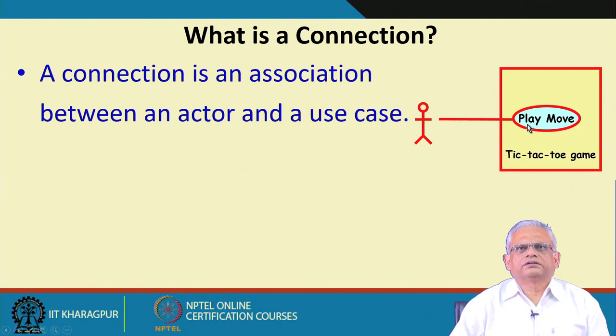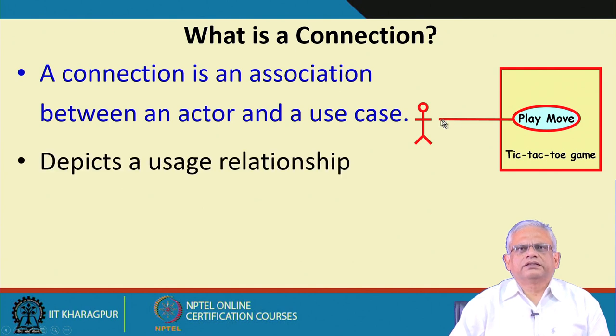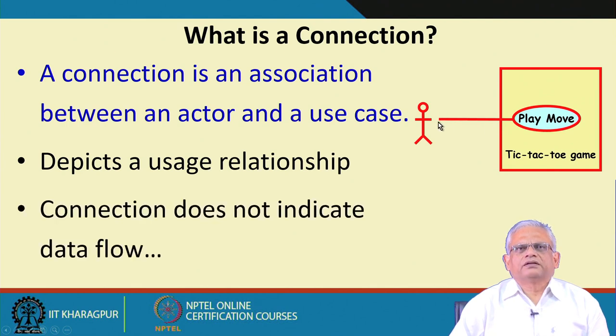But what about a connection? We said that the line is a connection. We say that the use case and the actor are associated by having this line drawn, and it actually represents the usage relation between the use case and the actor. But one thing we must remember is that this line does not really indicate that some data is input by the user. No, it may be that the user just invokes it, may be just clicks on a button and invokes the use case, need not enter any data, just invokes.